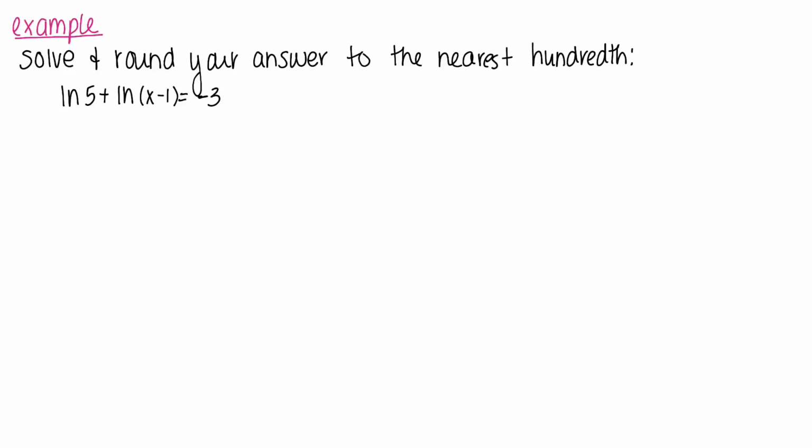Some of the problems on Alex are going to have you giving answers where you're rounding to the nearest hundredth. So let's talk about what those answers are going to look like. This is a problem no different than the ones we've already seen. We're going to combine together the logarithms. So we have 5 times x minus 1 on the inside equal to negative 3.